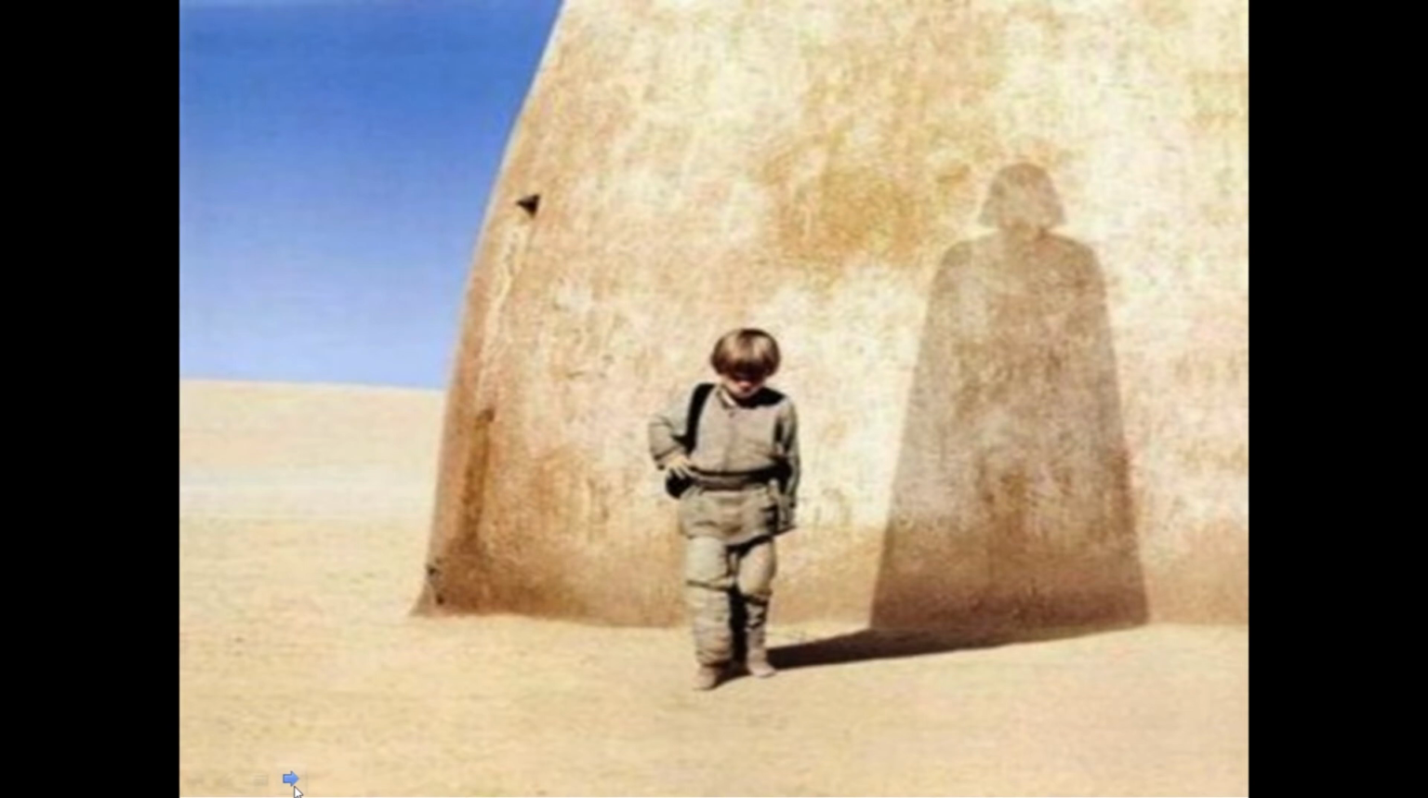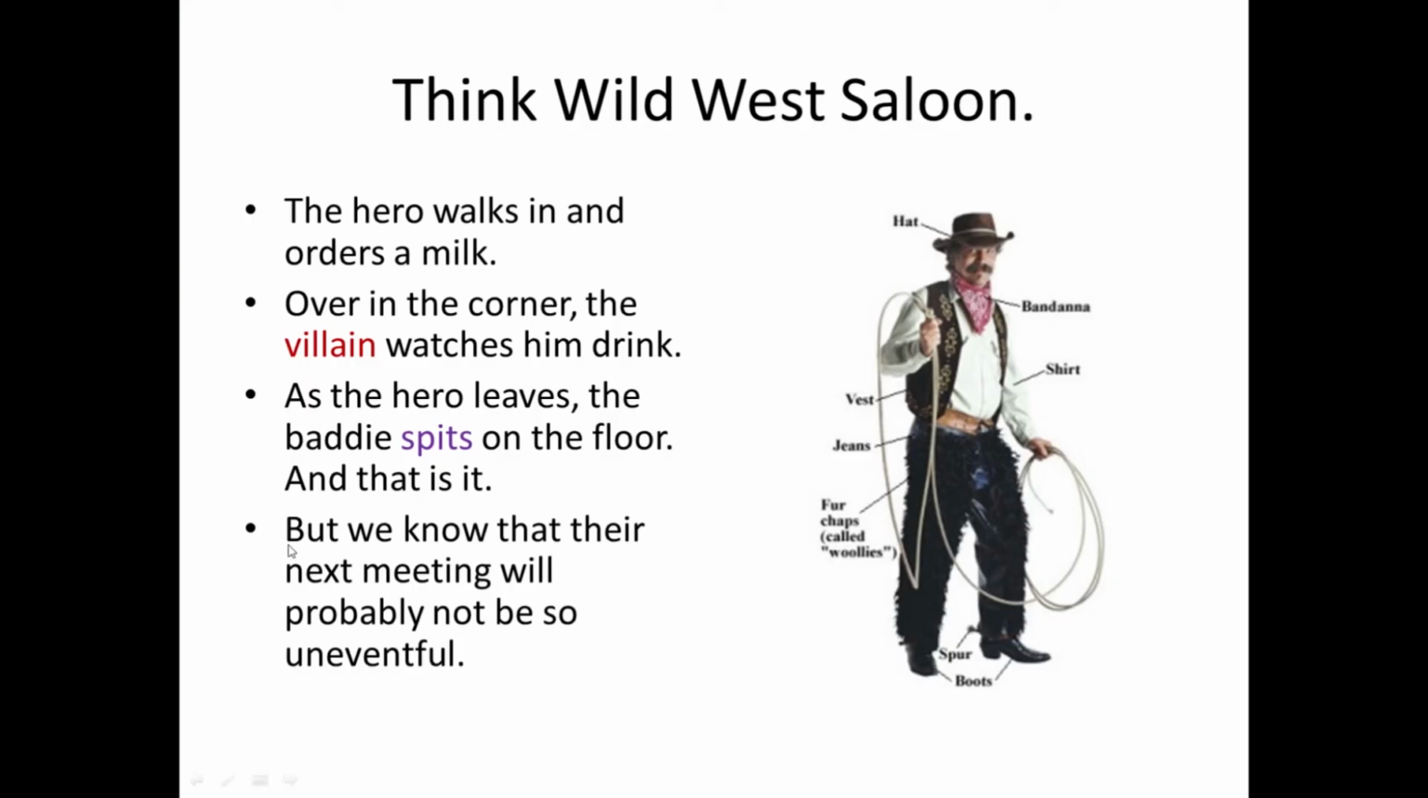Here's an example of foreshadowing from Star Wars. Maybe a little bit of an exaggeration of what actually happened, but there's Anakin Skywalker. Think of a Wild Wild West saloon as an example. The hero walks in and orders a milk. Over in the corner, the villain watches him drink. As the hero leaves, the baddie spits on the floor. And that's it. But we know that their next meeting will probably not be quite so uneventful.